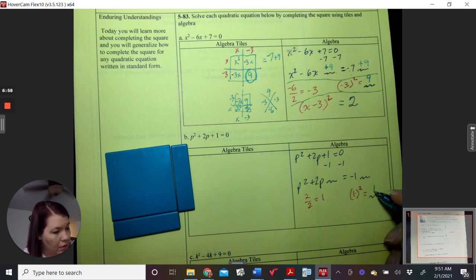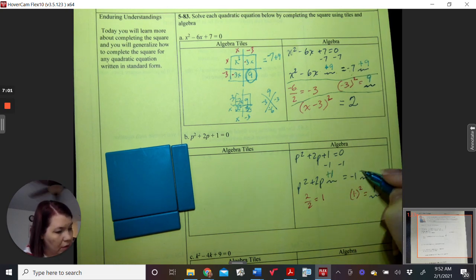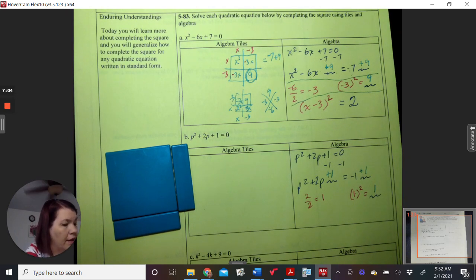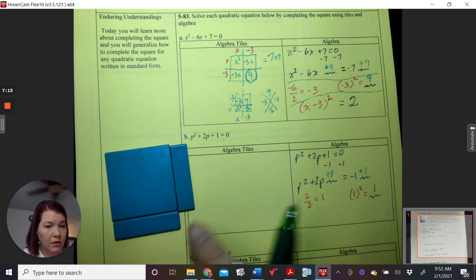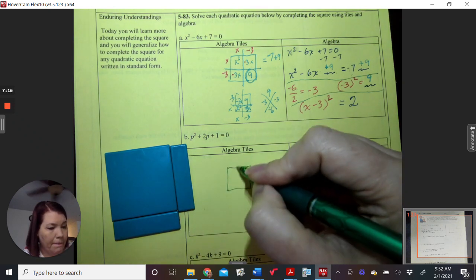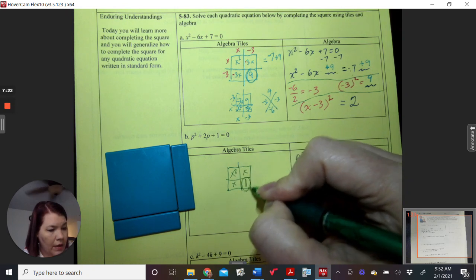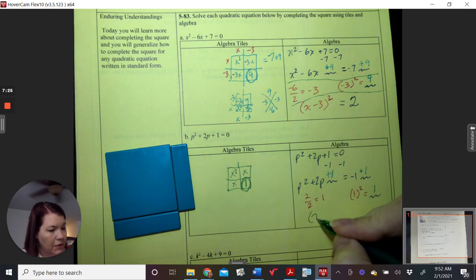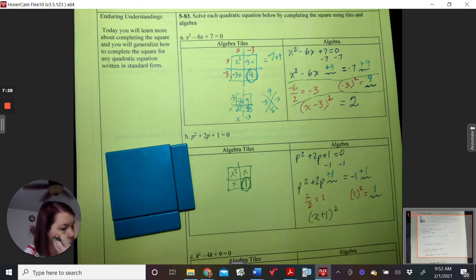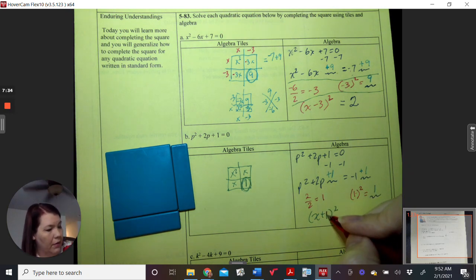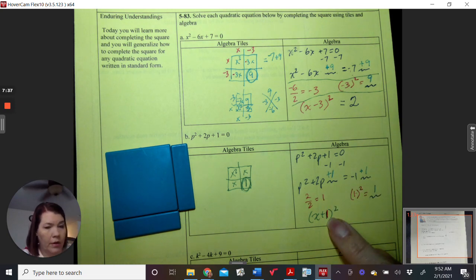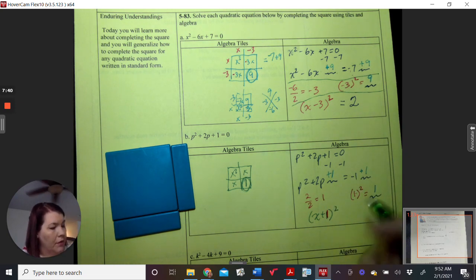And so this becomes this. I drew my picture over here. This is just a 1 that I need. Okay? And so this becomes x plus 1 squared. Again, 1 being half. This half 1 came down here. This half 1 came down here. Okay? Half 1 goes right there. And then over here, we get negative 1 plus 1 or 0. And I'm finished.